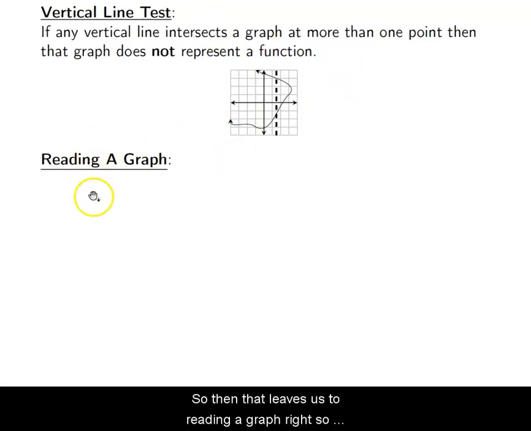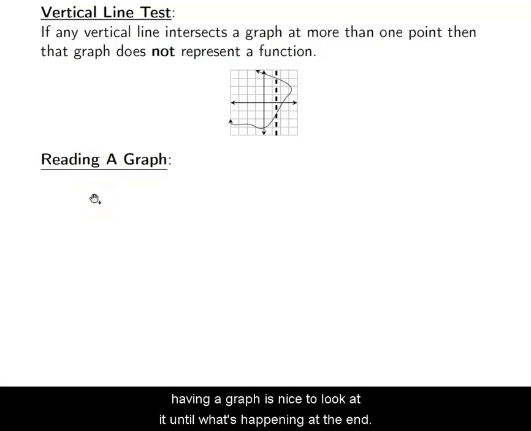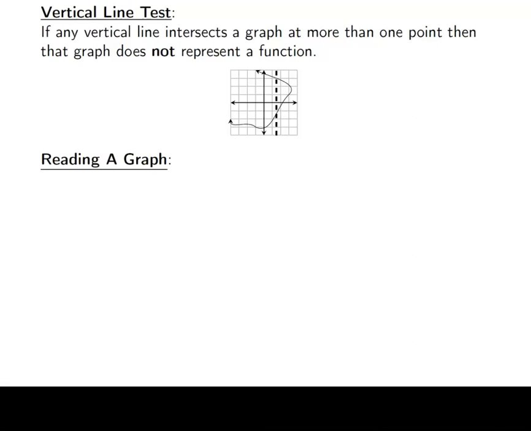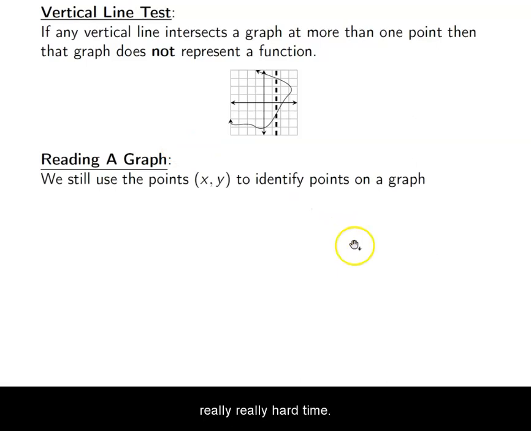And so that leads us to reading a graph, right? Having a graph is nice, being able to look at it and tell what's happening at the ends and asymptotes and all this kind of stuff. When is it increasing and decreasing? But if we don't know how to read a very specific value, then we're going to have a really, really hard time in this class. So this is definitely something you guys should be familiar with already. We're going to do this a lot.